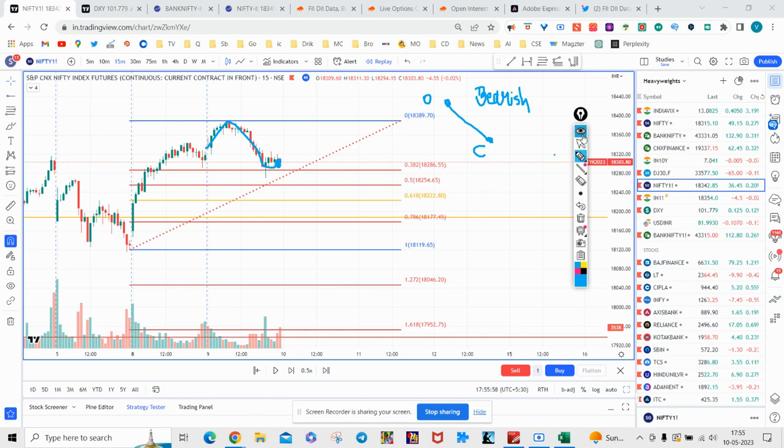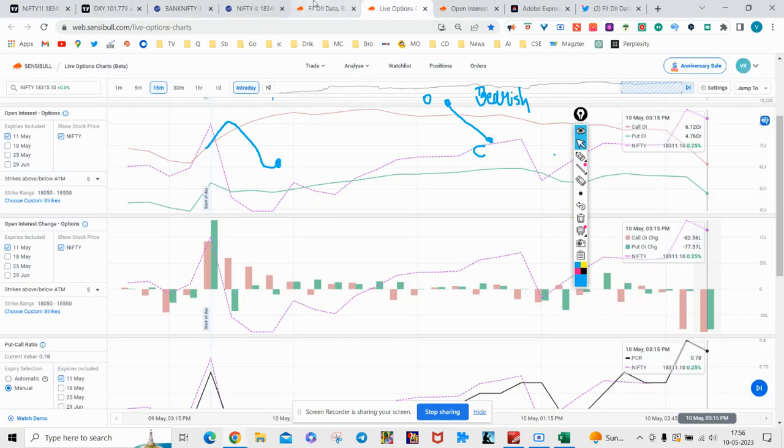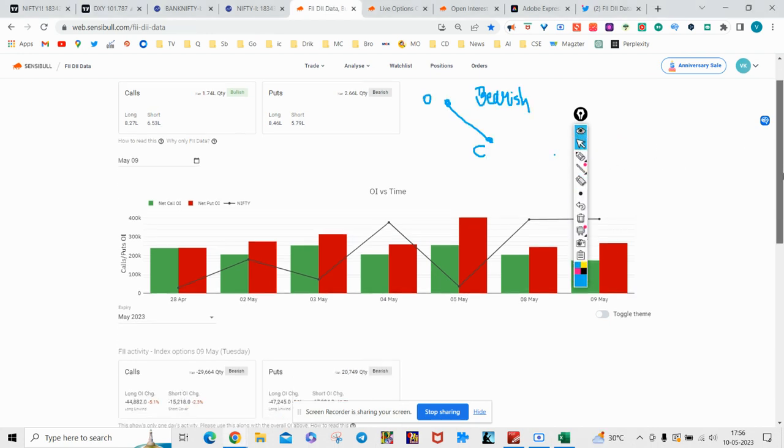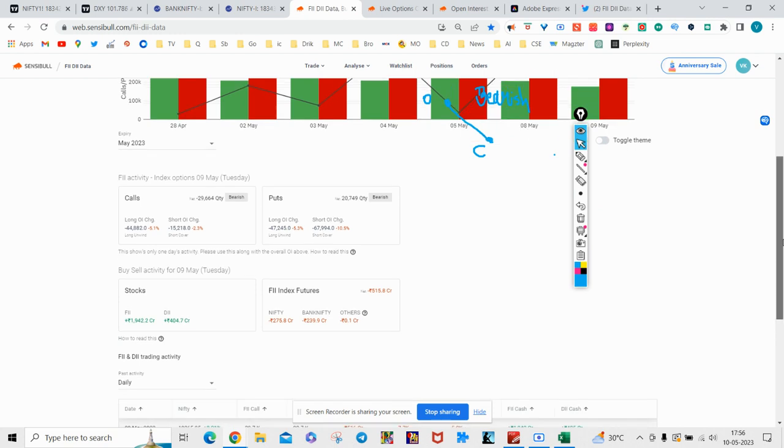Now, first point. Second, look at the FII's EOD data. When you look at FII's EOD data of yesterday, what do you conclude? You can use any platform. All the platforms give the FII data. So FII's data were bearish. You can see here that FII sold calls, right? This is bearish, and FII also bought puts.